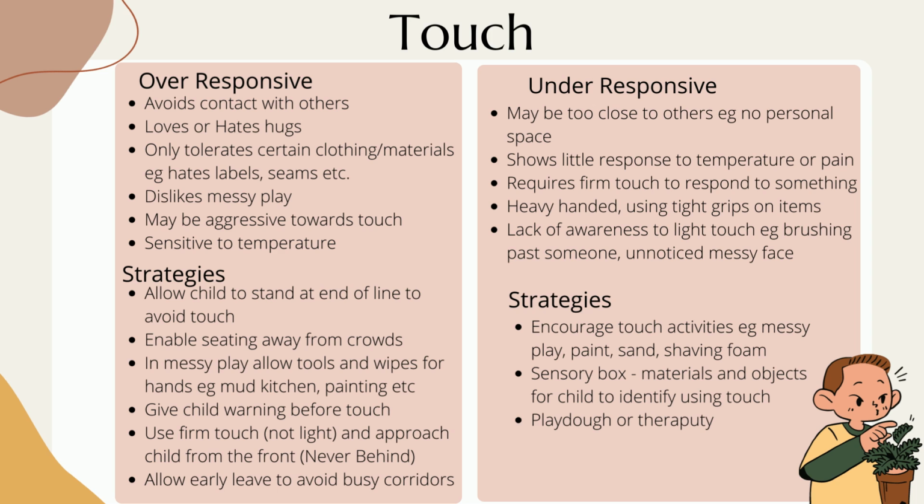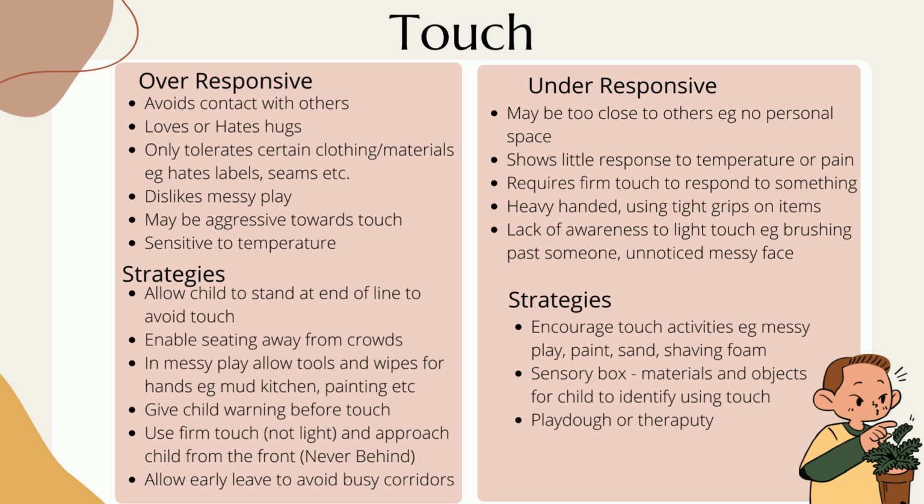If your child under responds to touch, you may notice that they get too close to others and don't really care about personal space. They may lean on others, stand really close to them, or really enjoy hugs. They may show little to no response to temperature or pain. Your child may use tight grips on items and require a firm touch to respond to something, showing a lack of awareness of light touches, such as not noticing someone brushing past them, or not acknowledging a messy face after eating or play. Where you and I, if we got food on our face, may need to wipe it off immediately, your child may leave it unnoticed or uncared about.